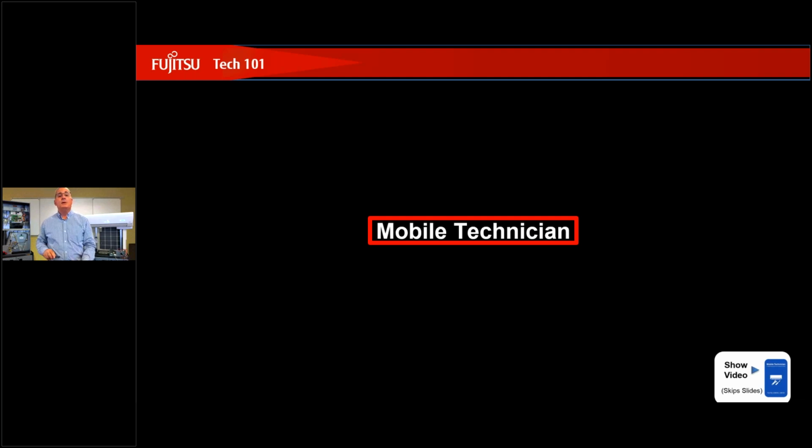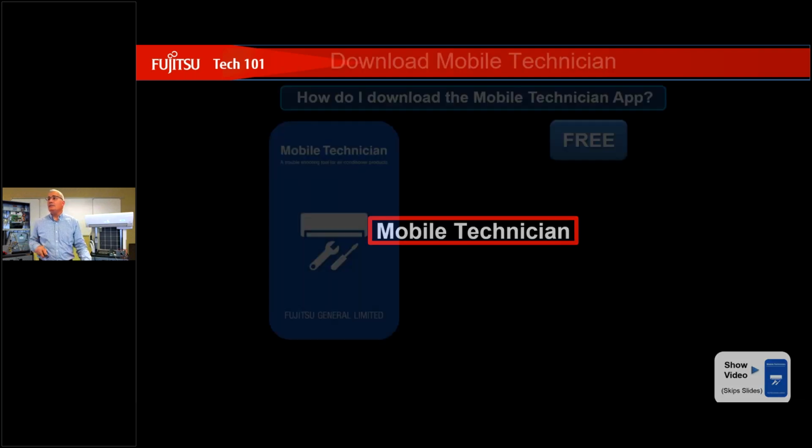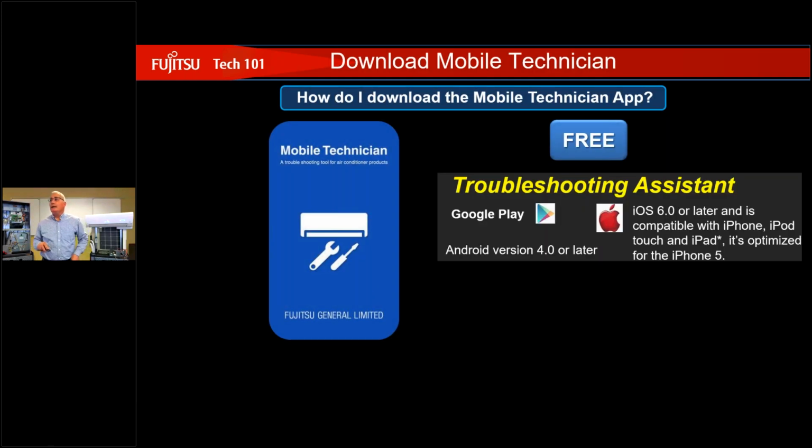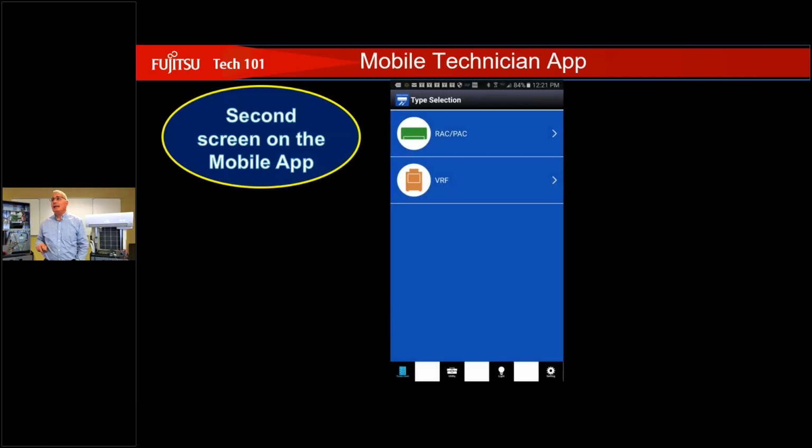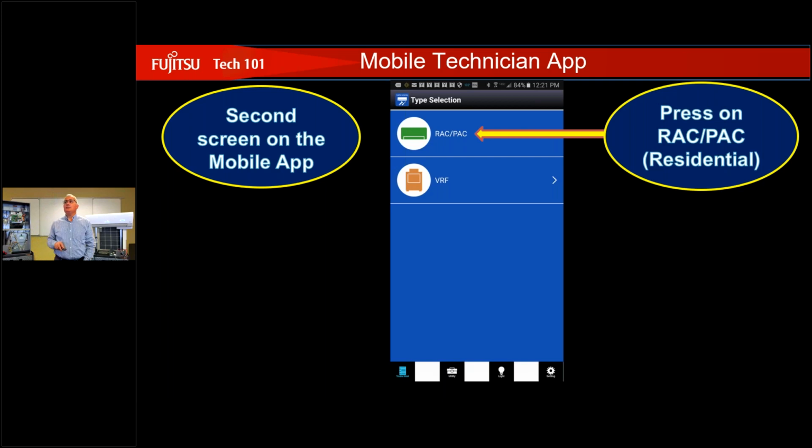So that is the Fujitsu Mobile Technician. You do want to take advantage of that, okay? Again, it's a free download for Apple or Android. Download it today. That's the screen that I showed you just a second ago. We want to go to rack/pack. That's how you get to the Halcyon equipment. Obviously, I would go to VRF if I'm dealing with any of that equipment.